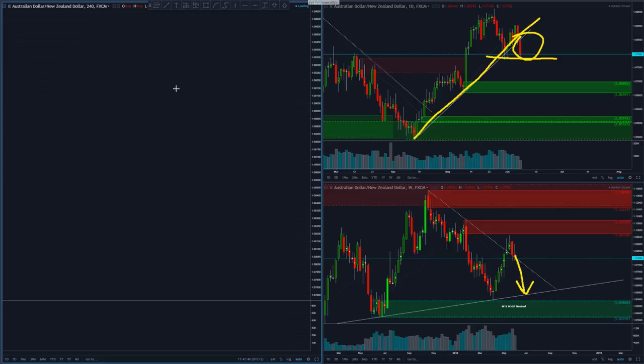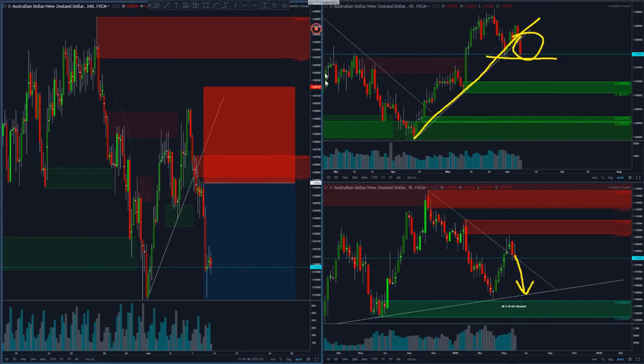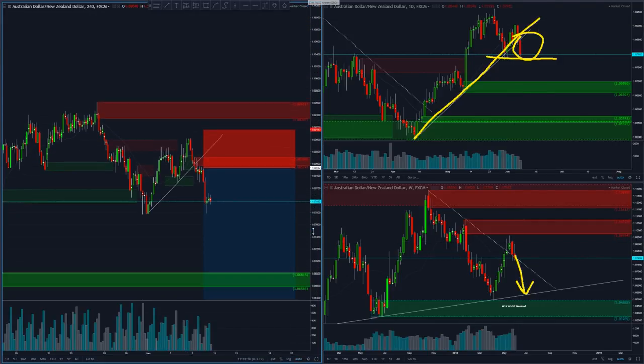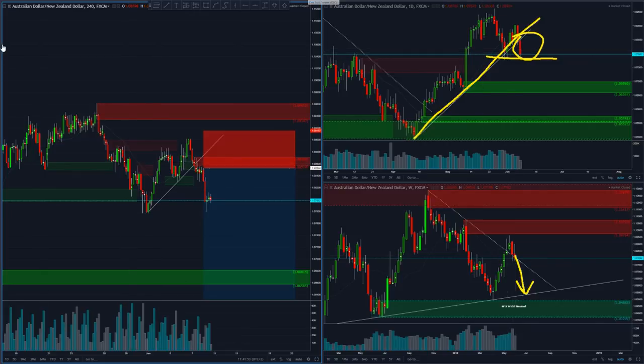On the 4 hours chart, you can see that we have this broken trend line and the market is dropping. So if the market comes back again, which I think is going to happen, you can potentially take a short trade and the benefit on this one.